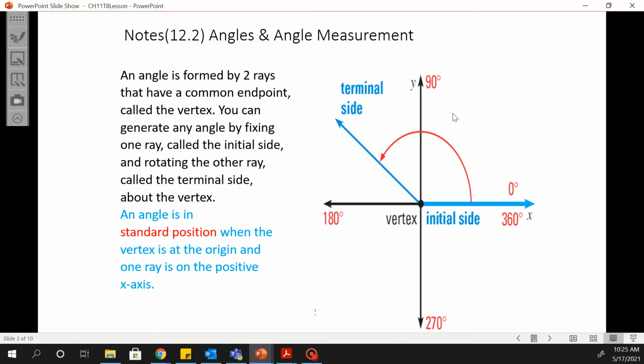So, an angle is formed by two rays that have a common endpoint called the vertex. You can generate an angle by fixing one ray, called the initial side, and rotating the other ray, called the terminal side, about the vertex. An angle is in standard position when the vertex is at the origin and one ray is on the positive x-axis. So if the initial side is right here on the positive x-axis, then we would say that it's in standard position with the vertex being the origin.